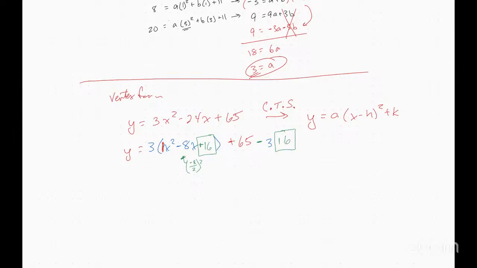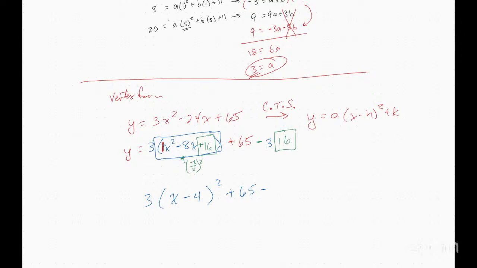Now, why would you do that? Because you purposely created it so it's a perfect square trinomial. x minus 4 squared is equal to this trinomial right here. You purposely put that number there so that it would work out. And then that's plus 65 minus 48. See what I did there?